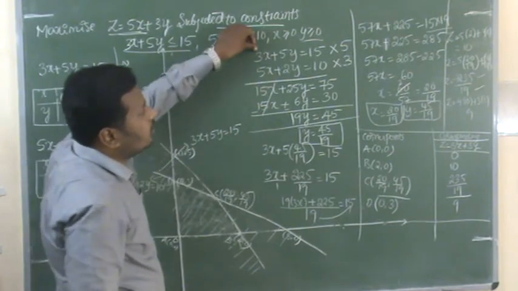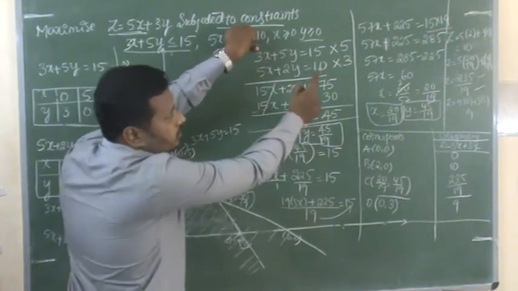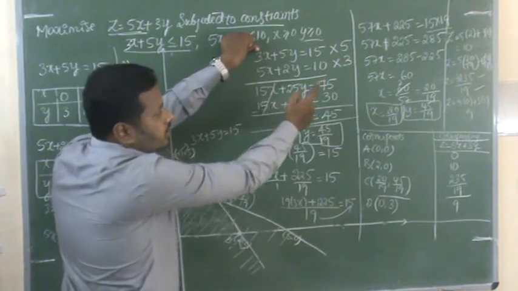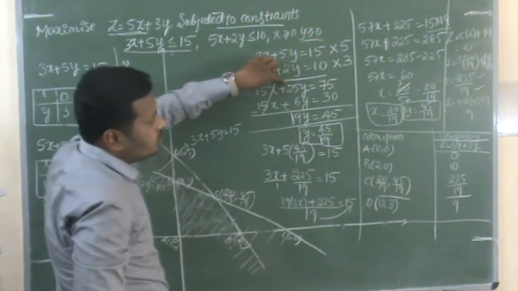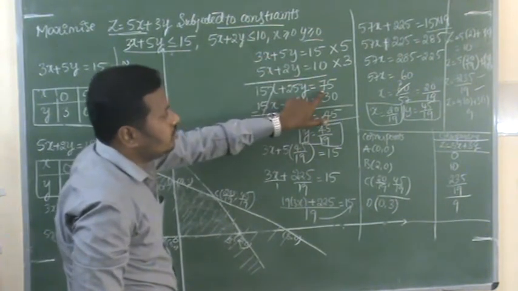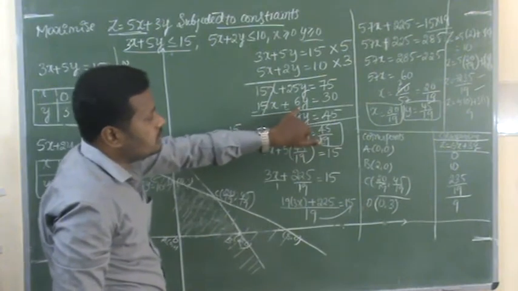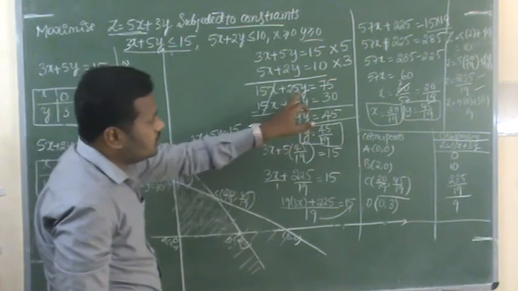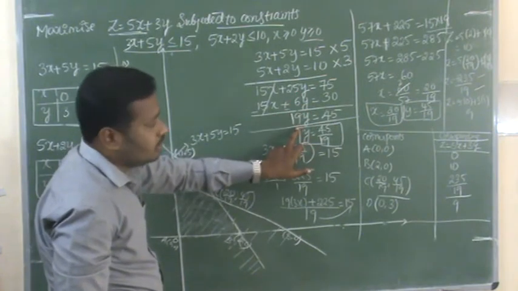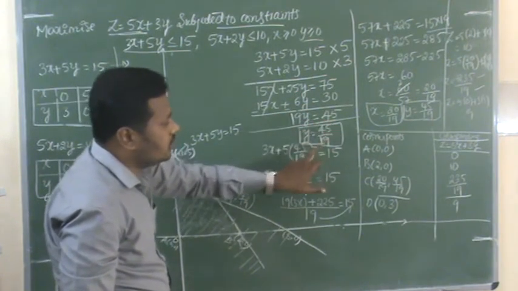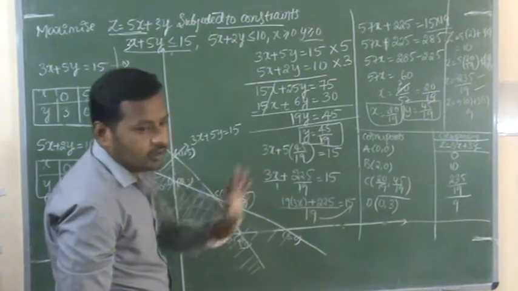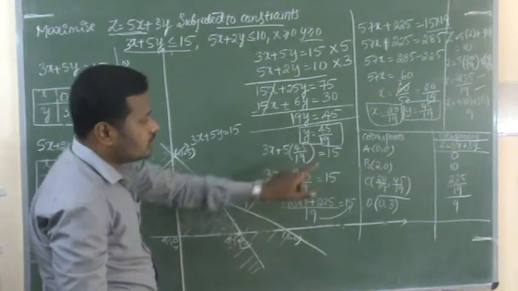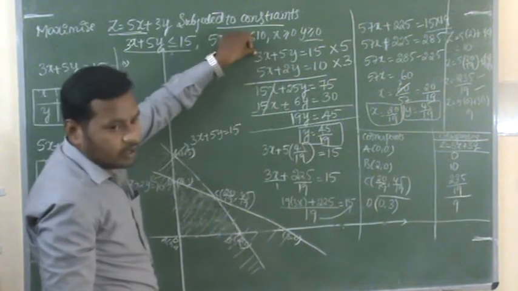The first equation is multiplied by 5 and the second equation is multiplied by 3. We get 15x plus 45y is equal to 75 and 15x plus 6y is equal to 30. On subtracting, we get 39y is equal to 45. So y is equal to 45 divided by 19. Okay, substitute the y value in equation number 1.